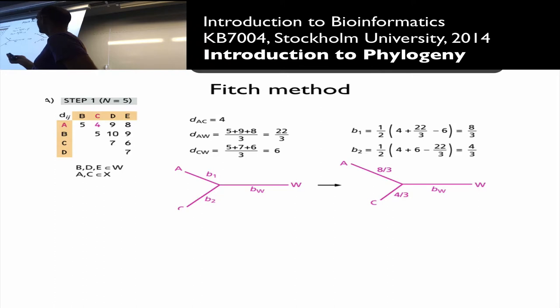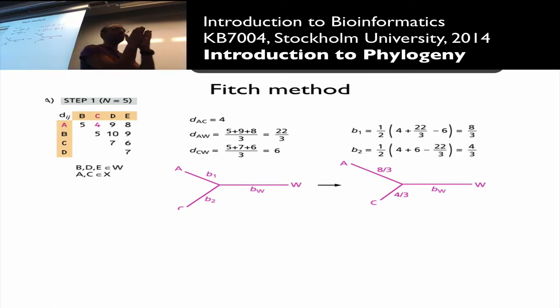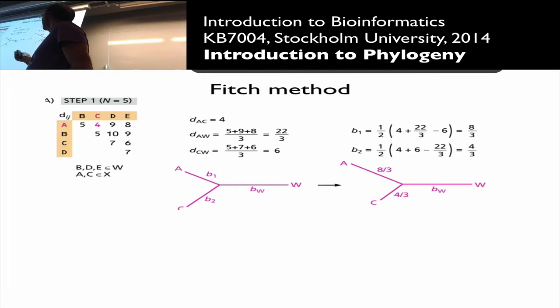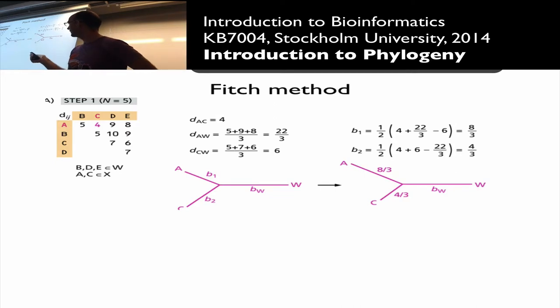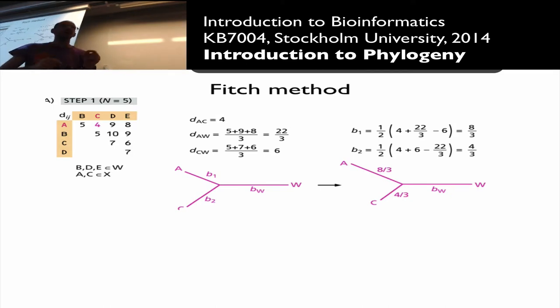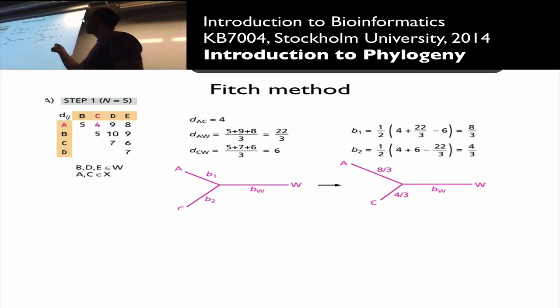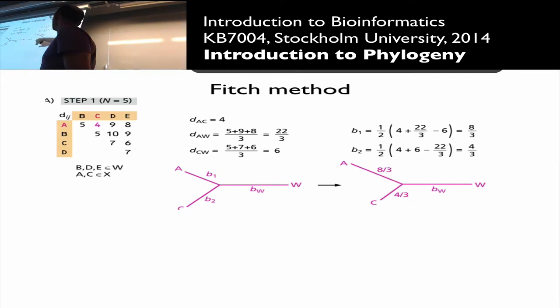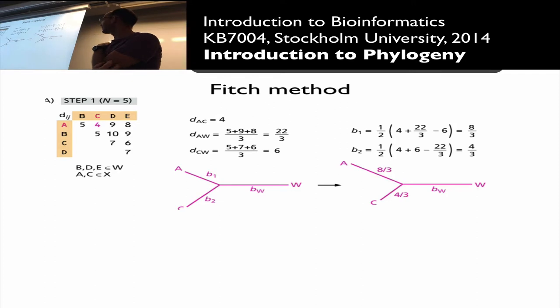So then you define A and C to be one group, one cluster, you can call it, so one part of the tree. And you know that the distance between A and C is 4, so if you have a tree here, B1 plus B2 should be 4. And then the other genes belong to another group, called W, and AC should belong to X. So you should have some distance here, between X and W, the average distance of A and C, but you don't know if B1 and B2 should be similar lengths. You know that the lengths together should be 4, but you don't know if W is more similar to C or to A, because they can have different rates.